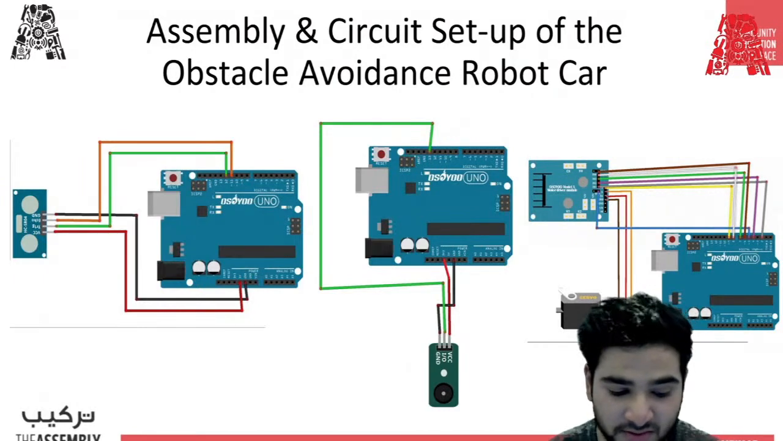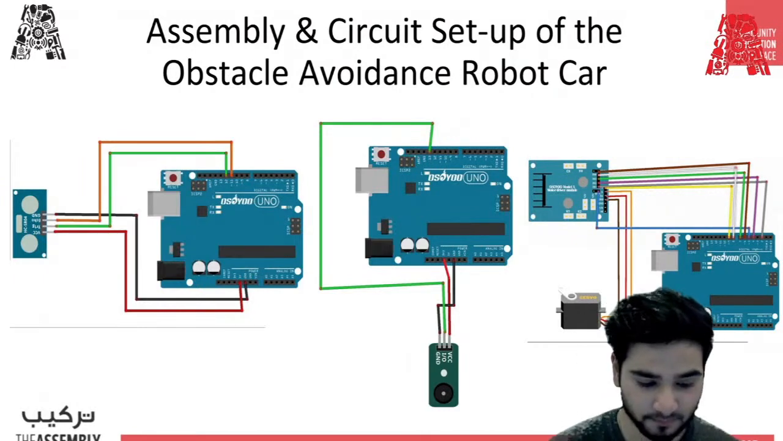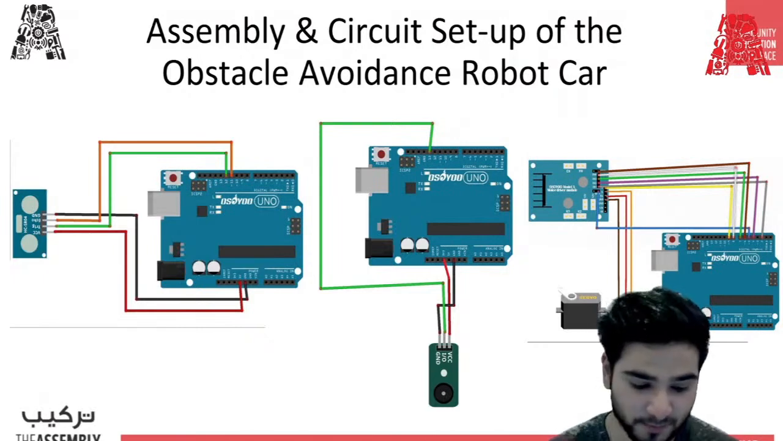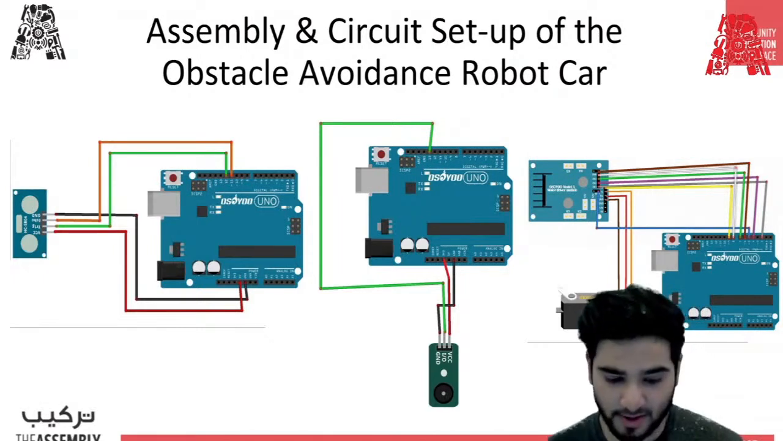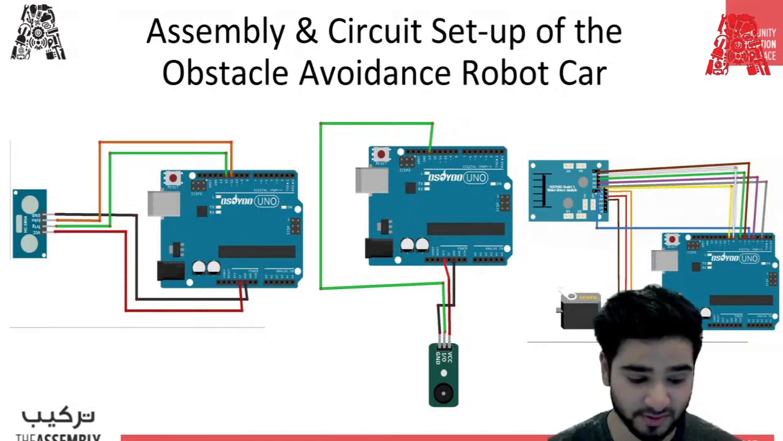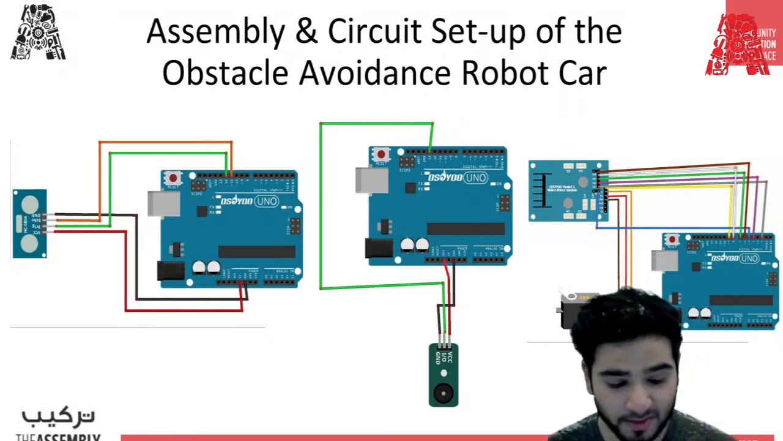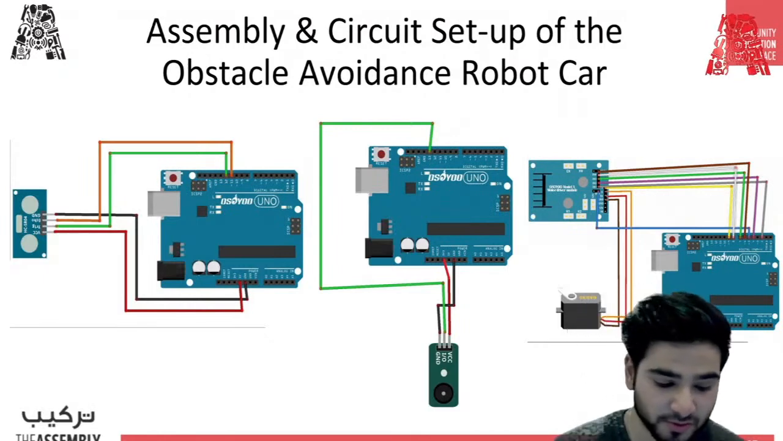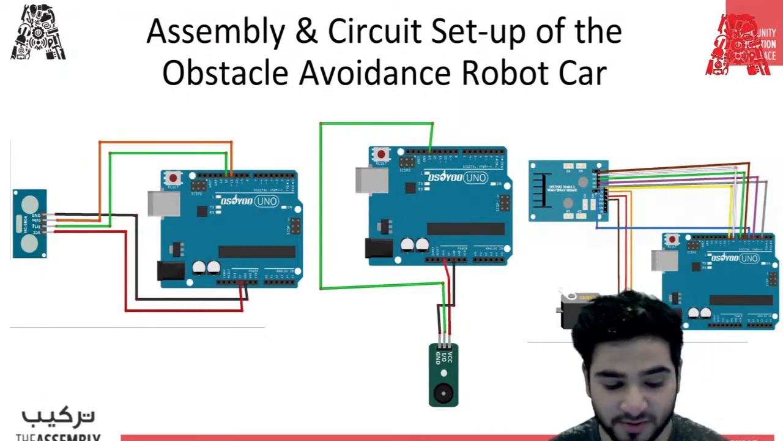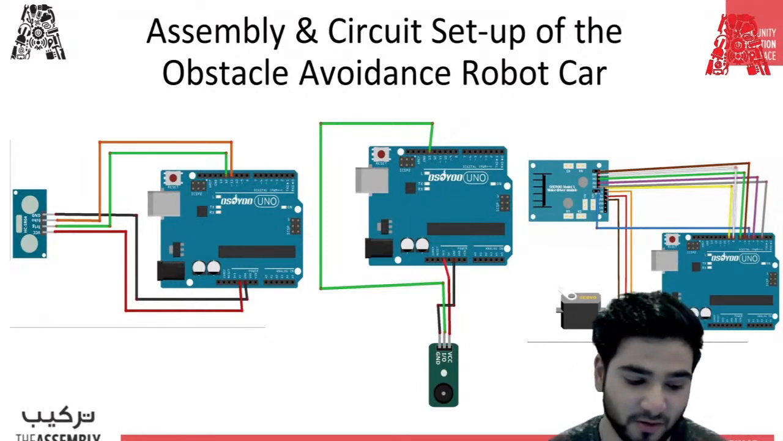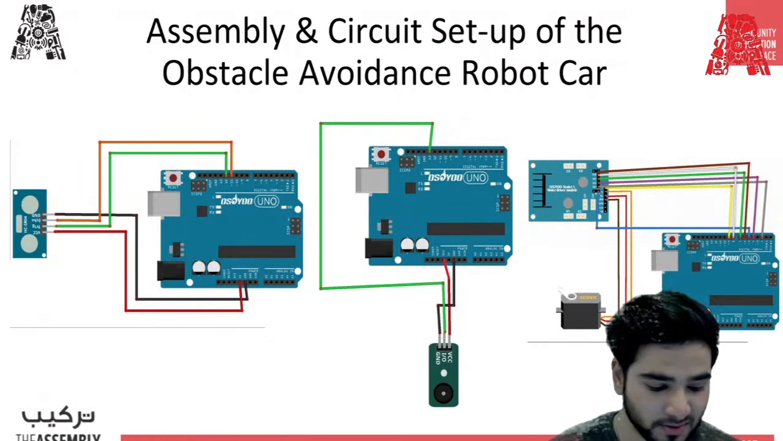The trig pin is used to trigger the ultrasonic sound pulses. Echo pin produces a pulse when the reflected signal is received. The length of the pulse is proportional to the time it took for the transmitted signal to be detected. And then VCC is basically powering the sensor, and ground is grounding it.